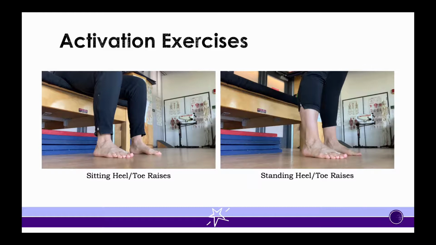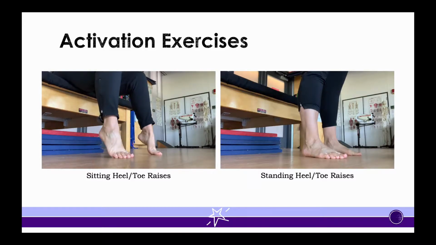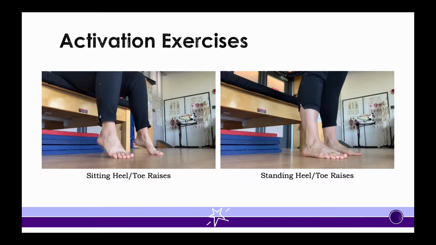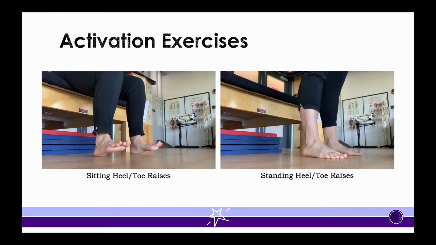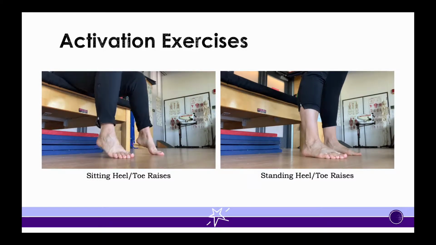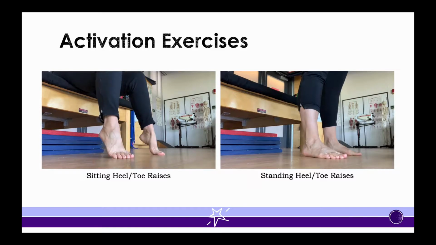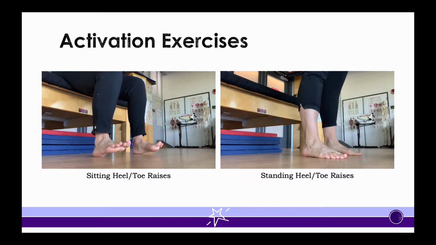So looking at the activation exercises, here we're first sitting down, doing toe raises and heel raises. These ones are alternating back and forth, but you could also just do heel raises for a set of 10 and then just toe raises for a set of 10. But here we're actually alternating between toe raises and heel raises. The nice thing is when you're sitting, it takes the weight of the body off of it so that you're getting good stretches and some mobility, but it's not putting too much pressure on the muscles themselves.